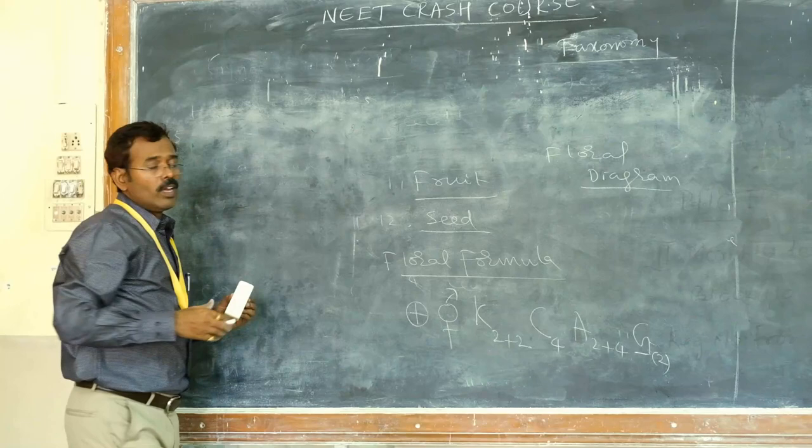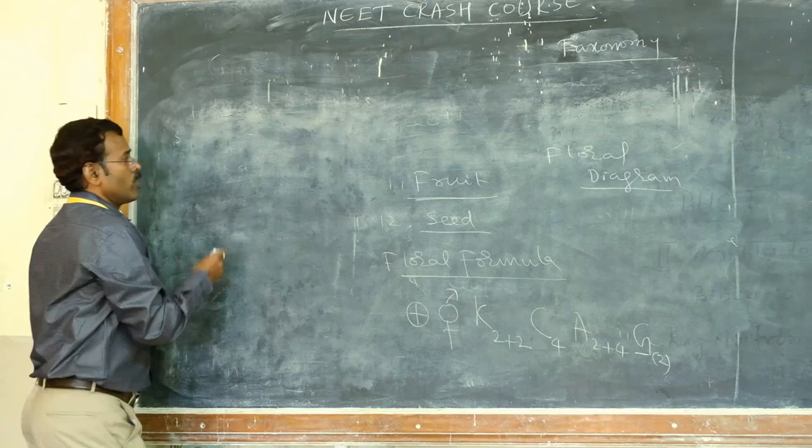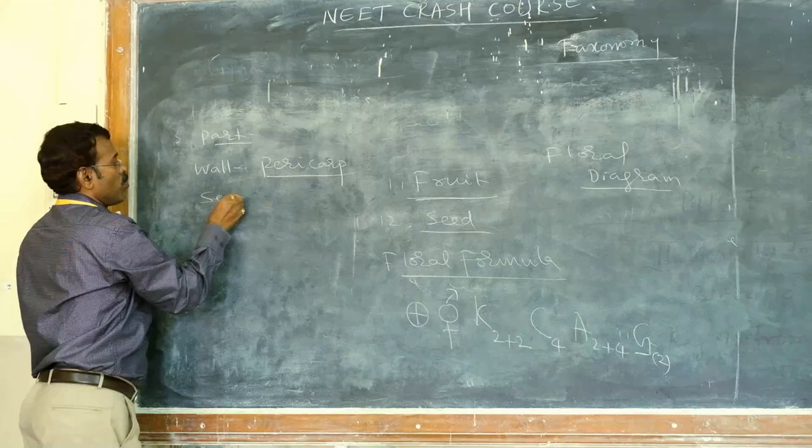Briefly I will tell about the fruit and seed. Fruit is fertilized ovary or ripened ovary, you know that. The fruit has parts. The wall of the fruit is known as pericarp. And another important part present in the fruit is seed. Seed is a fertilized ovule.